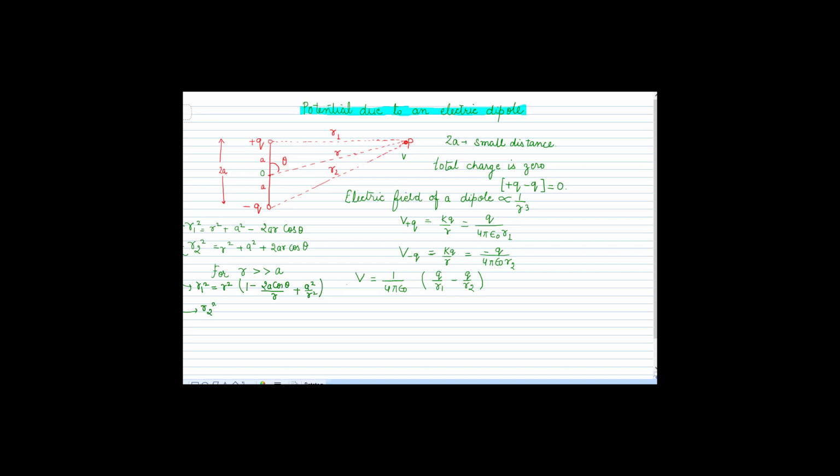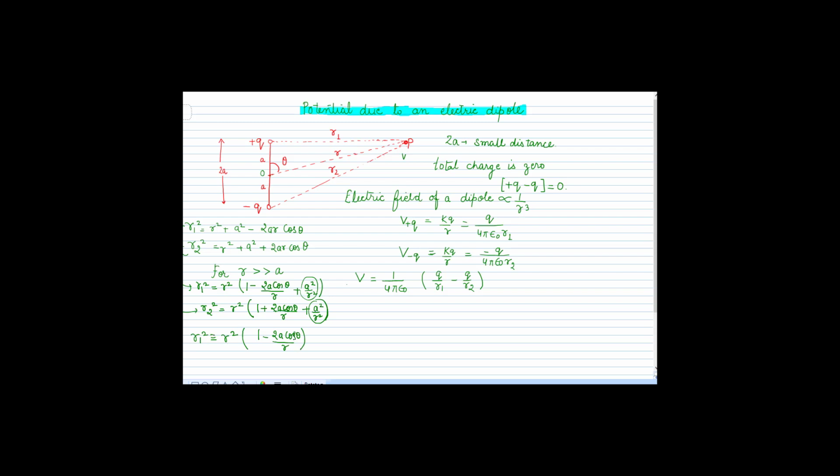Similarly, we can write down r2 square, this is equal to r square 1 plus 2a cos theta upon r plus a square upon r square. Now, since the condition is that a is very small in comparison to r, we can neglect the last term in both the equations. So we can write down r1 square simply as r square 1 minus 2a cos theta upon r. So this is the approximation we can take.